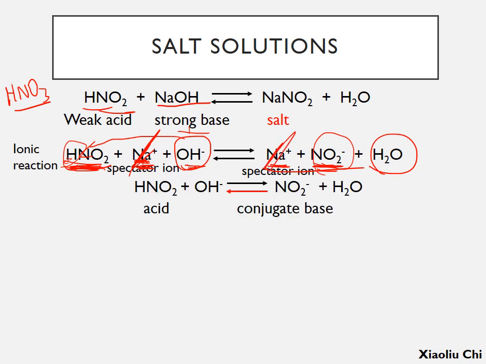So the ionic reaction is nitrous acid plus hydroxide forms nitrite ion and water. Okay, so that's the difference between the strong acid, strong base reaction and the weak acid, strong base reaction. You only have one spectator ion, and that's the sodium that comes from the strong base. The anion from the weak acid is not a spectator ion.